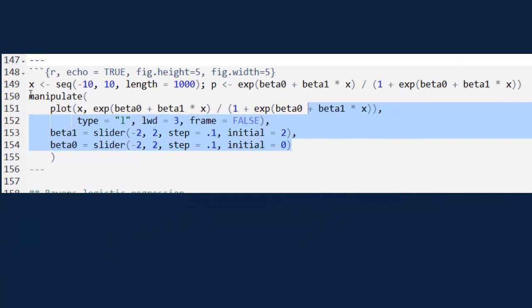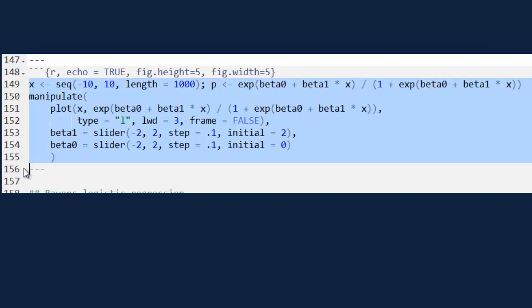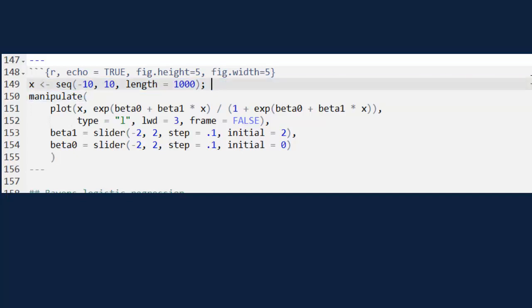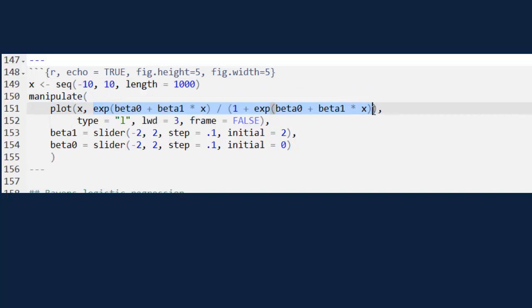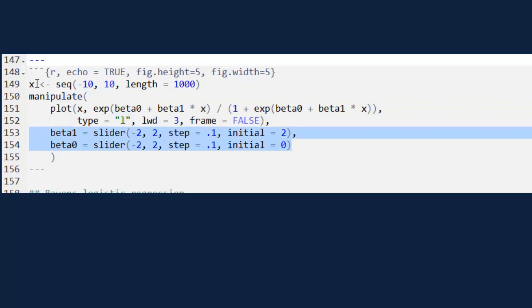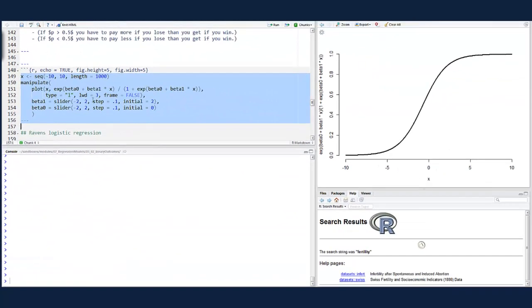Here I just created an x, and it goes from minus 10 to plus 10. I've created my p, which is beta naught plus beta 1. Oops, I don't even really need that. Let me get rid of that. And then I'm going to plot x, and then p, which is this guy right here. And then I have some graphing parameters on this line, and then I'm going to tell RStudio to manipulate beta naught and beta 1. So let's do this.